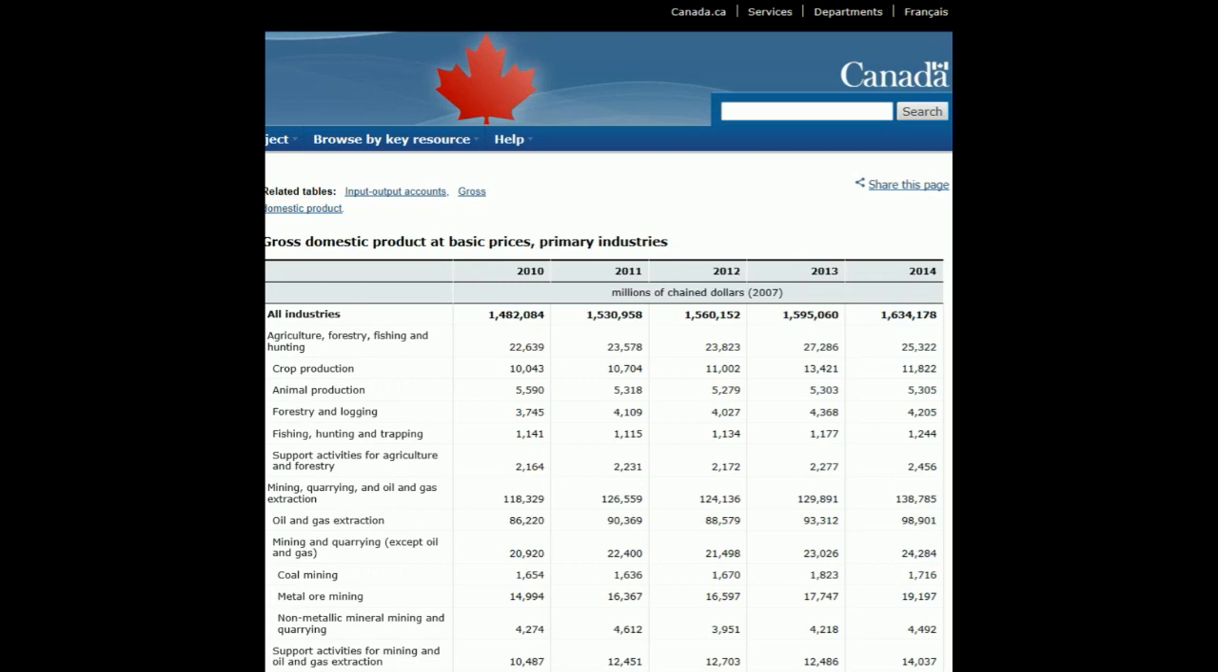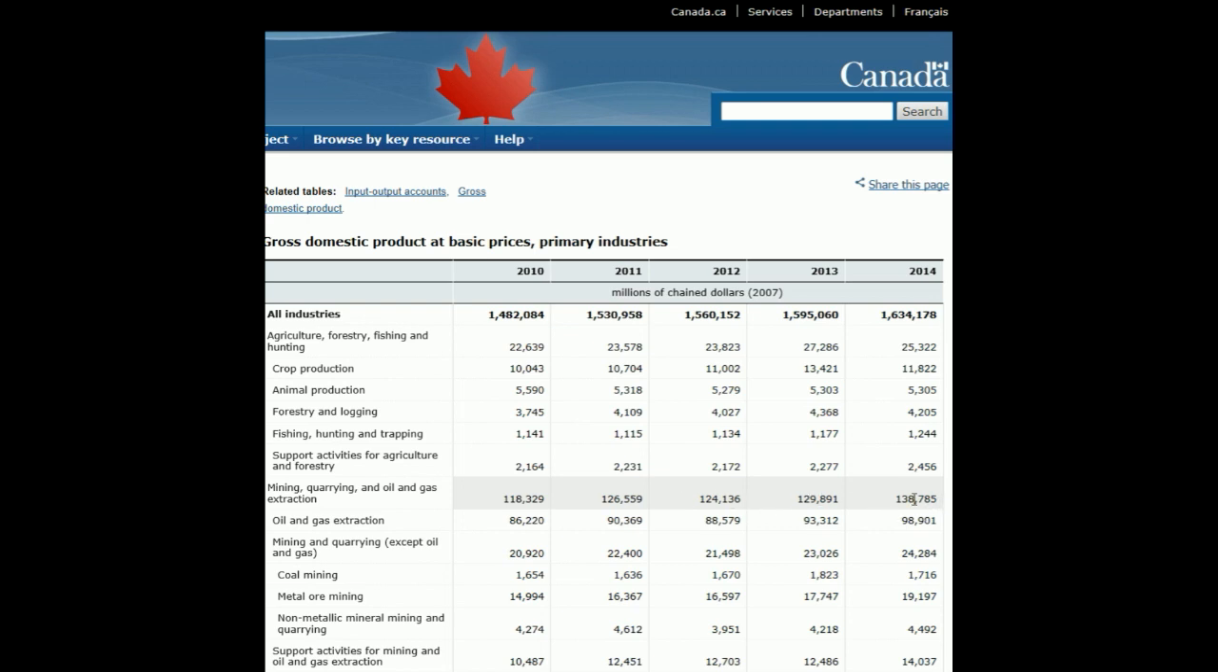So we're looking at Statistics Canada, and we're looking at the gross domestic product at basic prices in primary industries. I want to bring you over to 2014. I want to show you something here. You see where it says mining, quarrying, oil, and gas extraction? Okay, look at the amount of revenue that was generated.